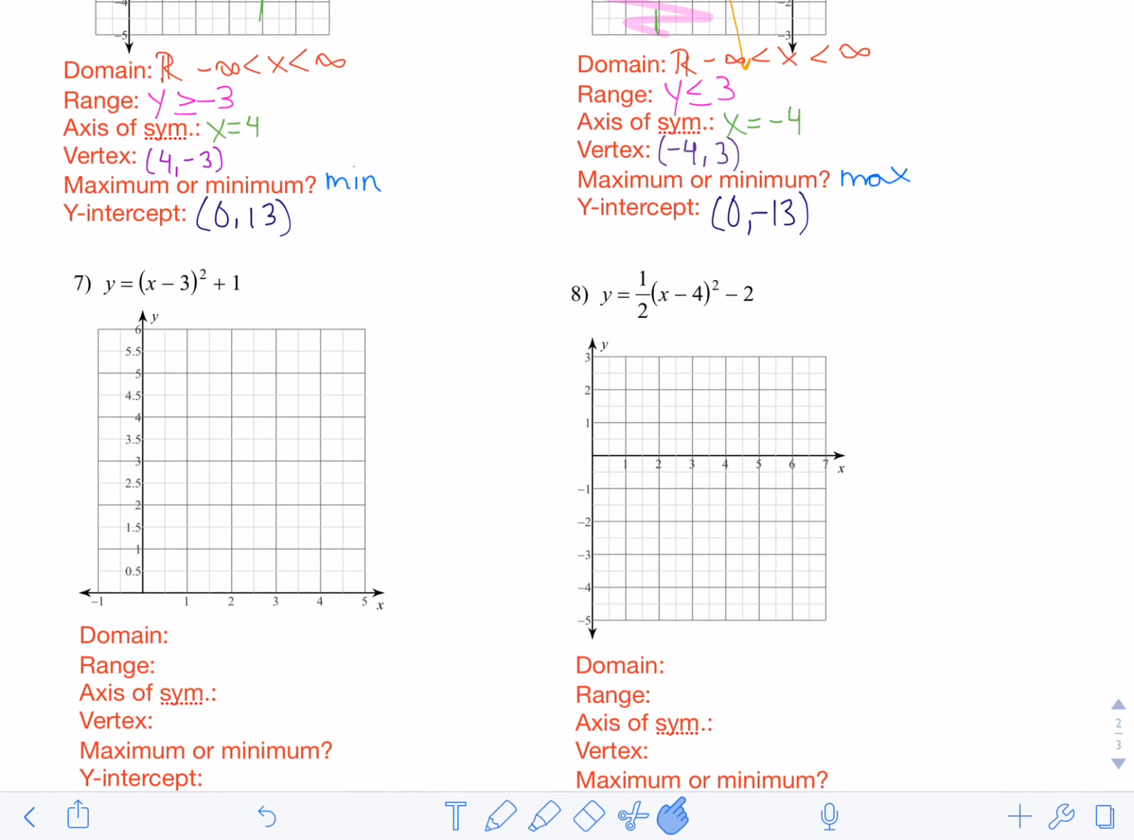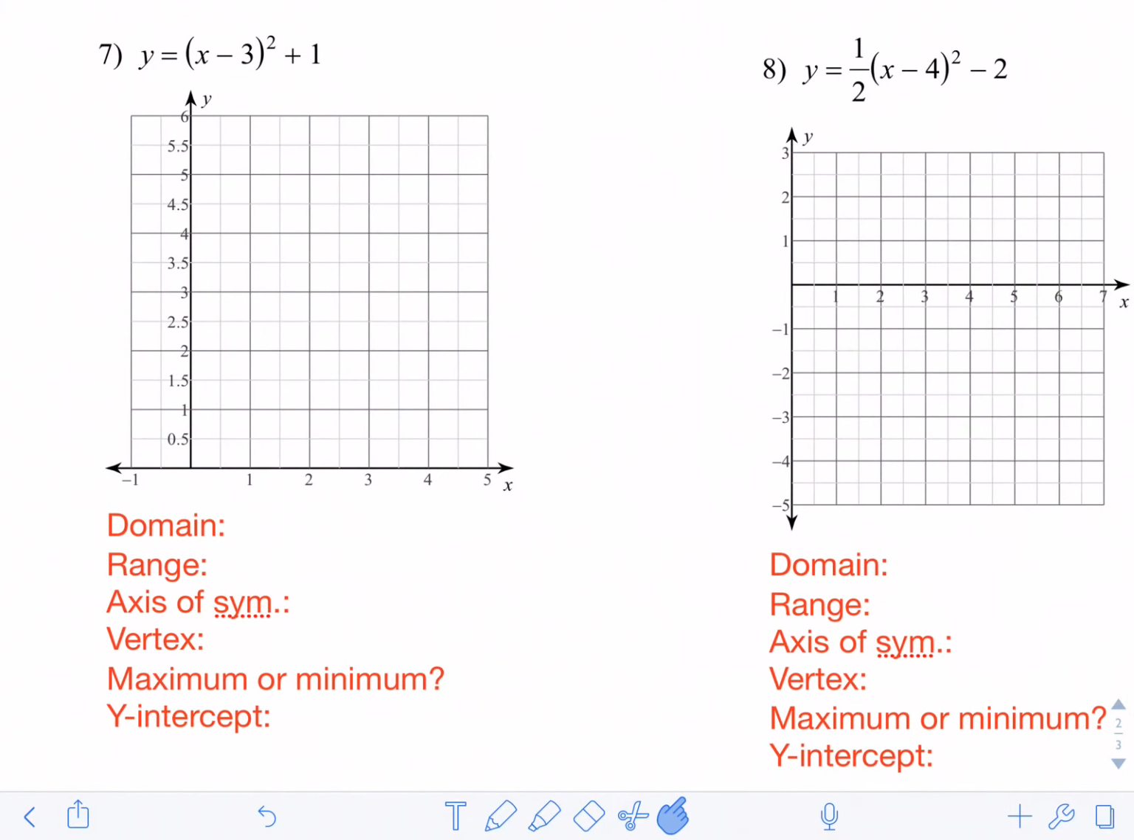Alright, we got 2 more left. Number 7, same thing. Y equals, we have x minus 3 squared plus 1. Gonna look at my table. I cannot do any of these, not 0. I can do 1 though. So let's start with 1.